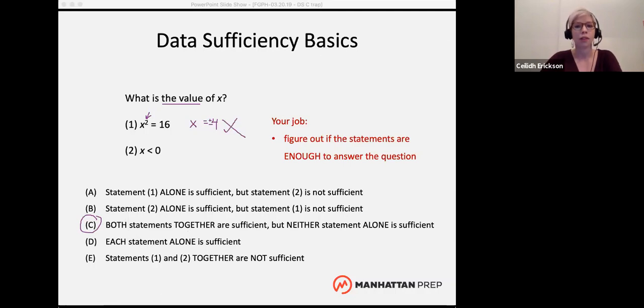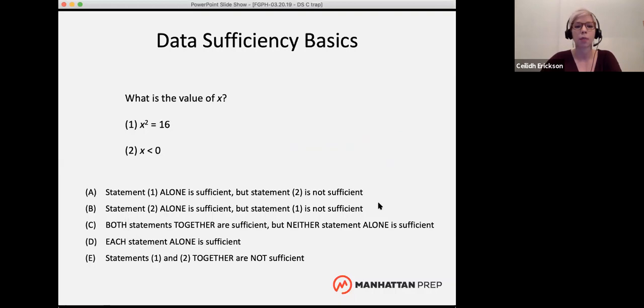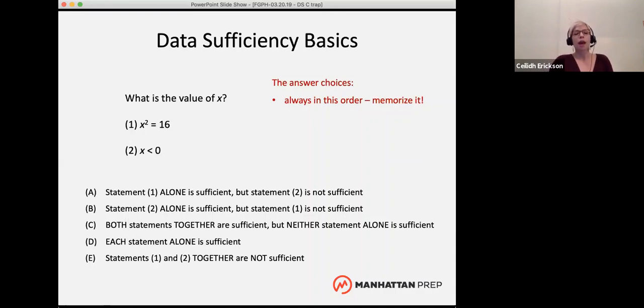All right. You guys are all experts at the basics. Nicely done on that. So just a couple things to point out about these answer choices. They're always in this order. You want to memorize it. And this actually makes data sufficiency really different from problem solving or from anything on the verbal side.